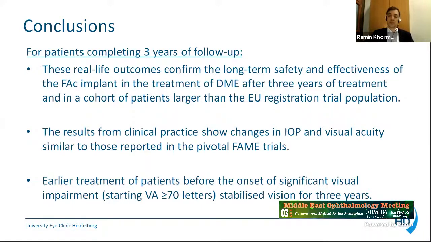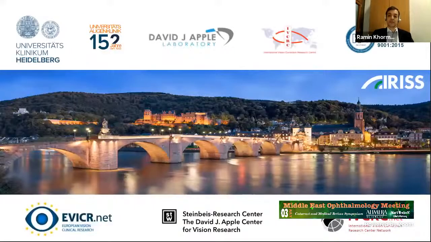If you look at the excellent results for anti-VEGF agents in the pivotal trials, and then have a look at the real-world studies, you will see that in the real world, the results that we can unfortunately achieve with anti-VEGF agents are far worse than what we can achieve in pivotal trials. Earlier treatment of patients before the onset of significant visual impairment definitely makes a lot of sense because it can stabilize vision for up to 3 years. Thank you very much.